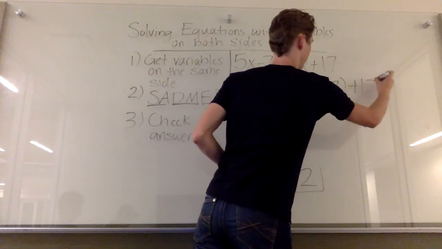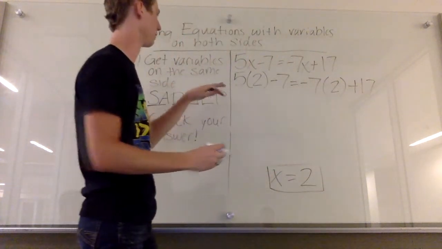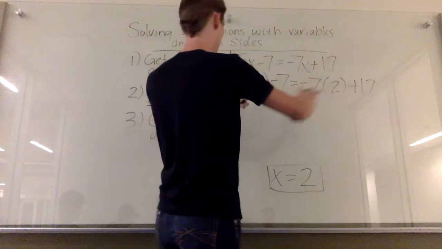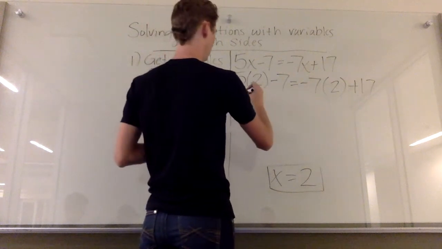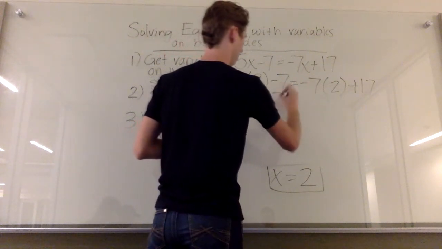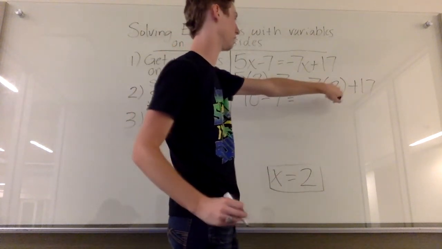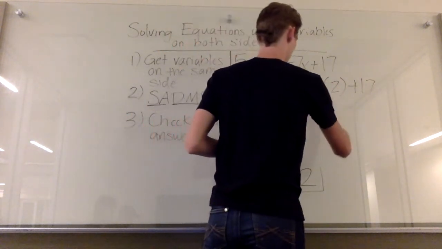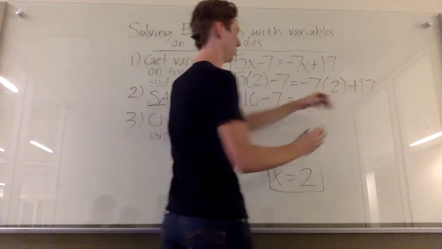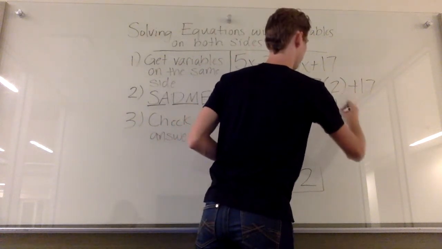All right, so we're just going to read it left to right. 5 times 2 is 10. Got minus 7 still, equals negative 7 times 2 is negative 14. And then we've got plus 17.